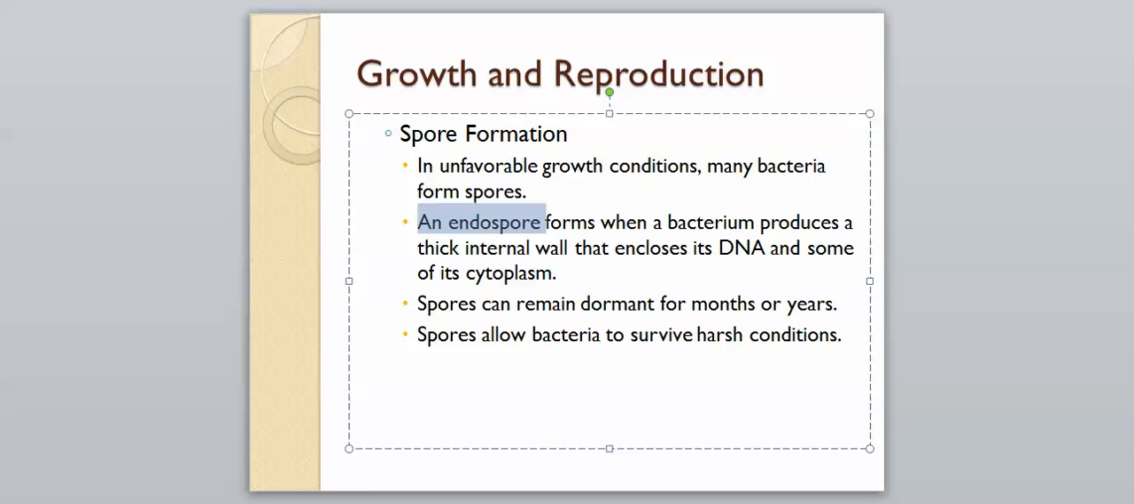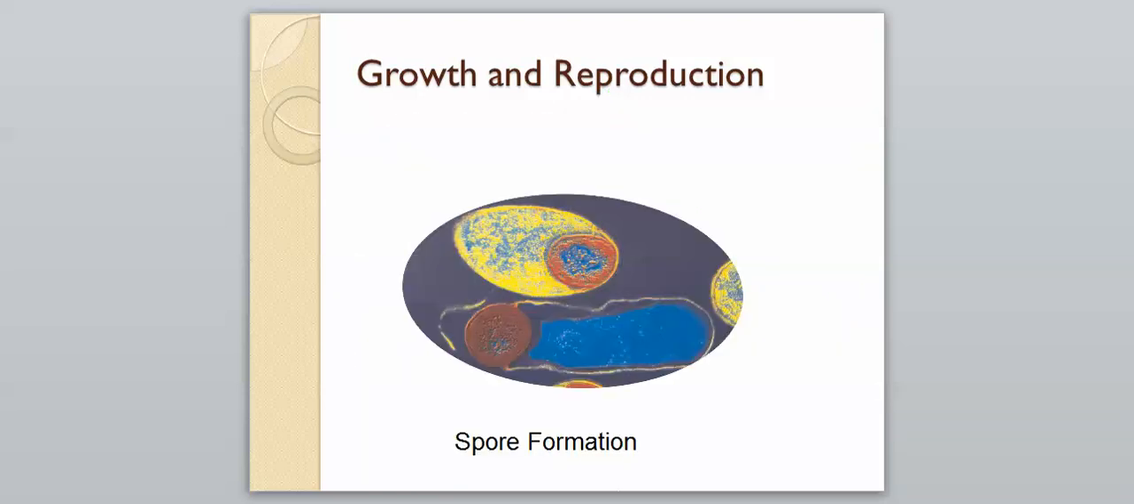And some of these spores can remain dormant, which means they're alive, but they're not really growing, they're just surviving for either months or years, and this will allow them to survive some very harsh conditions. So that's how they can grow or reproduce. And if we look here in this picture, it shows us what the spores actually look like. Again, those are not the actual colors, that's just what they look like if they get dyed. So that's what the spores look like.